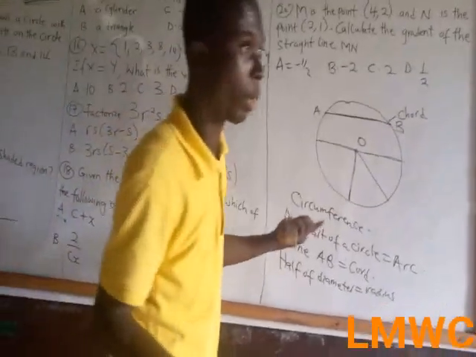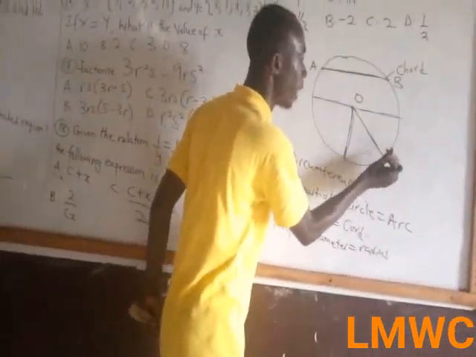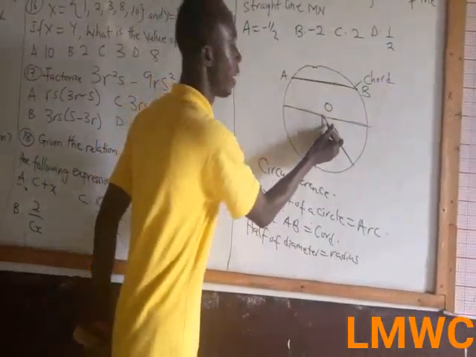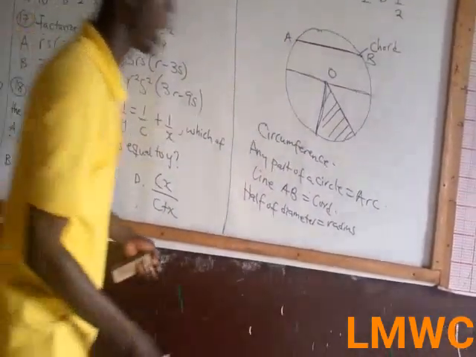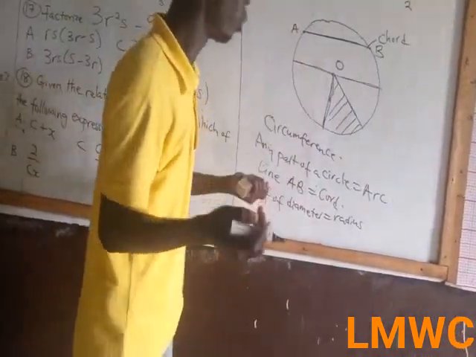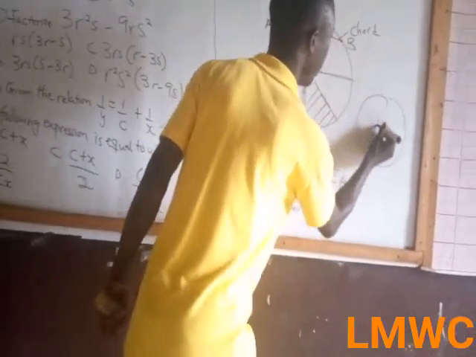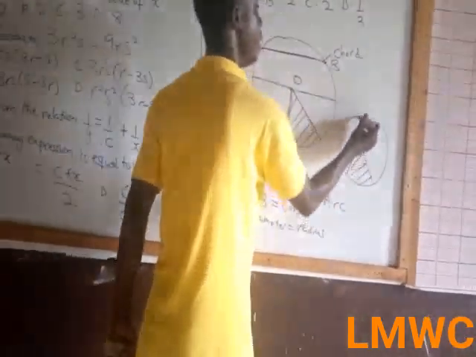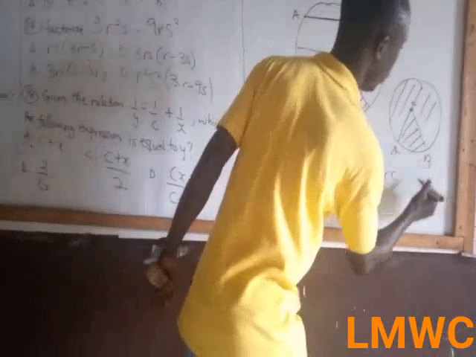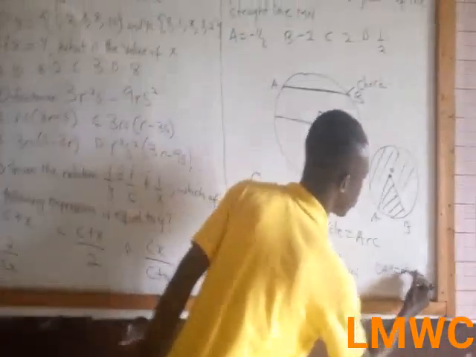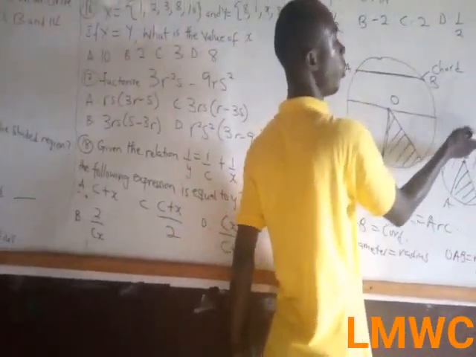Let's take sector. When we talk of sector, it's two radii. If you draw two radii to touch two parts of the circle, the shaded part is a sector. So we have the major sector and the minor sector. If I draw my circle like this, this is a minor sector and this is the major sector. So OAB is the minor sector, and this part is the major sector.